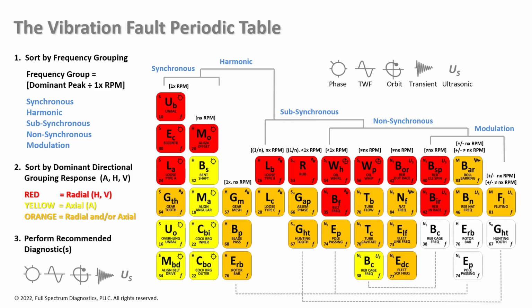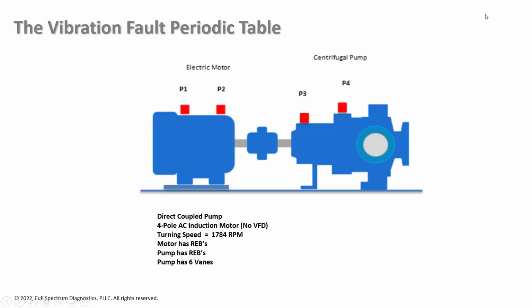So let's get started. What we want to do is look at the faults and understand what's going on a little bit better. Our machine is a direct coupled pump. It's a 4-pole AC induction motor, no VFD. The turning speed is 1784. The motor has rolling element bearings as well as the pump, and the pump has 6 vanes in it.